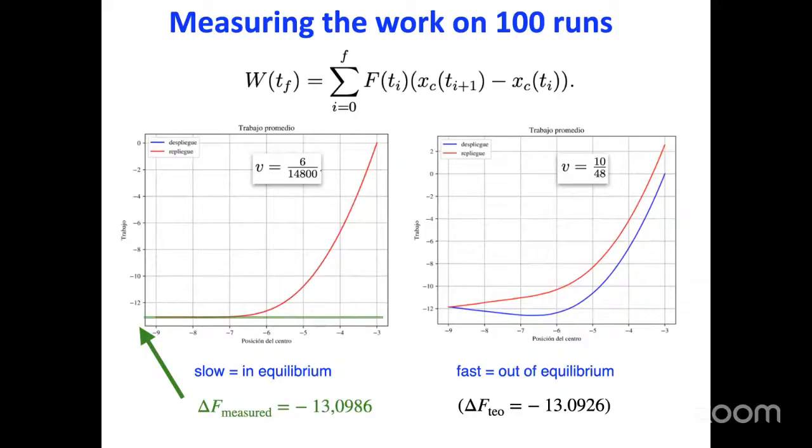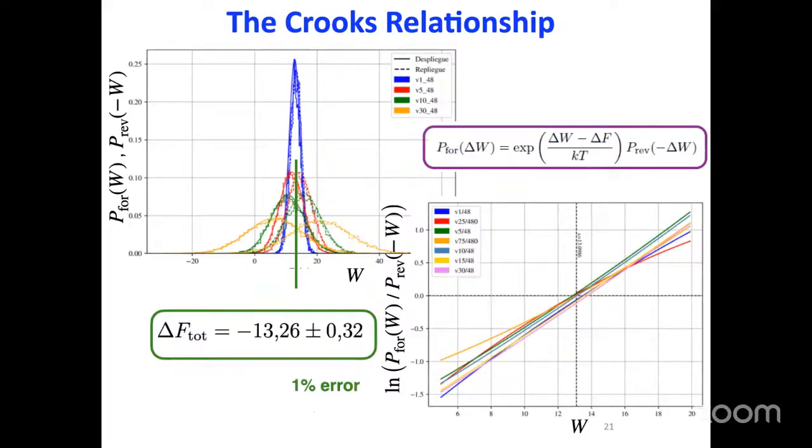And then if you compute out of equilibrium, what you obtain is what we are expecting. In equilibrium, the two histograms are more or less the same. And when you increase the speed, so you will have the red one, or the green ones, or the yellow ones, and they all cut themselves more or less around the same value. And if you compute the logarithm of the forward probability divided by the reverse probability against the work, you obtain the straight line you needed.